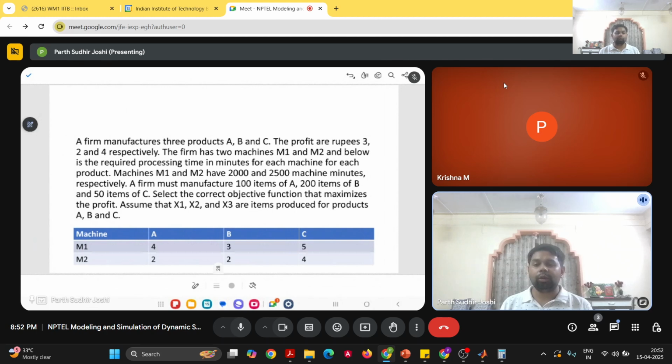So machines M1 and M2 have 2000 and 2500 machine minutes respectively. So, the firm must manufacture 100 items of A and 200 items of B and 50 items of C. So we have to find out the objective function that maximizes the profit.